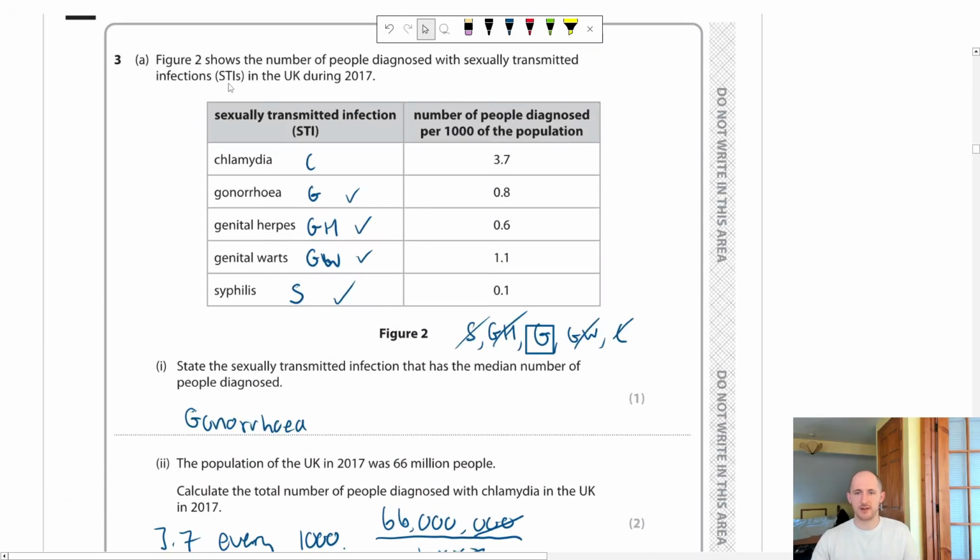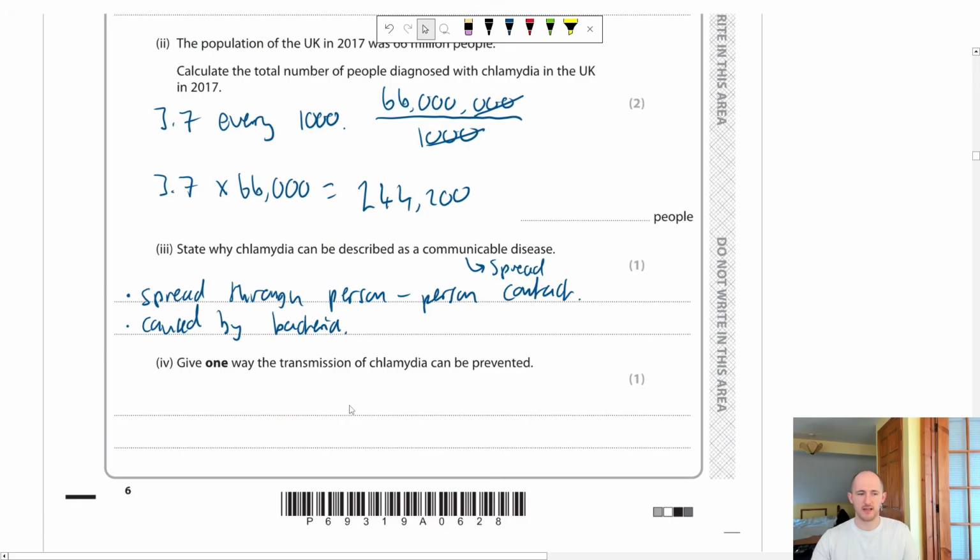Give one way the transmission of chlamydia can be prevented. Well, it's a sexually transmitted infection, so you can just say avoid sexual contact. You can also say using a condom, not just contraception. Remember that, it has to be a condom. Screening people for infection, treating it with antibiotics. So for example, if one person has chlamydia, if you treat them, then obviously they won't spread chlamydia to other people. Things along those lines.